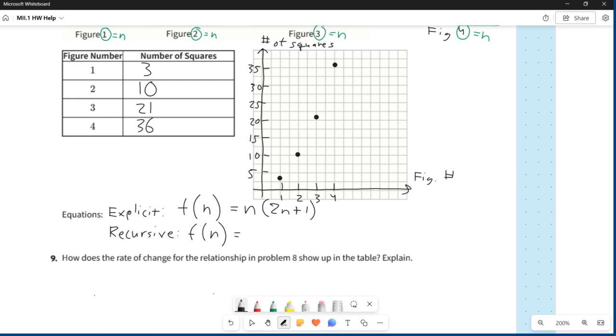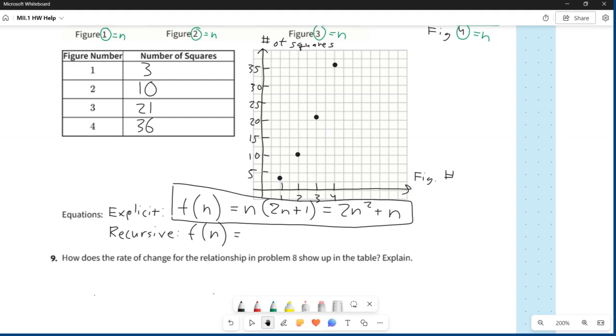So that's my formula, n times 2n plus 1. If you want to distribute, you get 2n squared plus n. And really, I think that both of these would be acceptable. So whether you want to distribute or not, for now, we'll just say both are okay. That might change in a subsequent lesson. But my explicit formula is going to be f of n equals n times 2n plus 1, which is the same thing as 2n squared plus n.